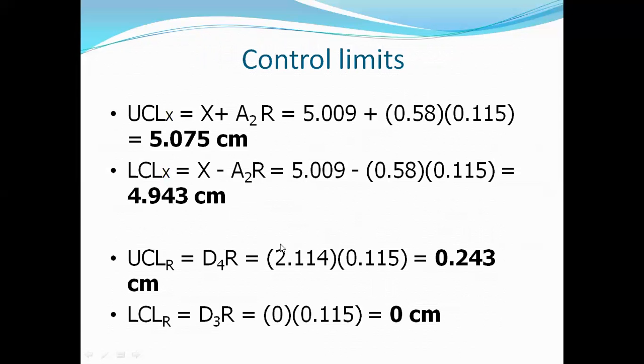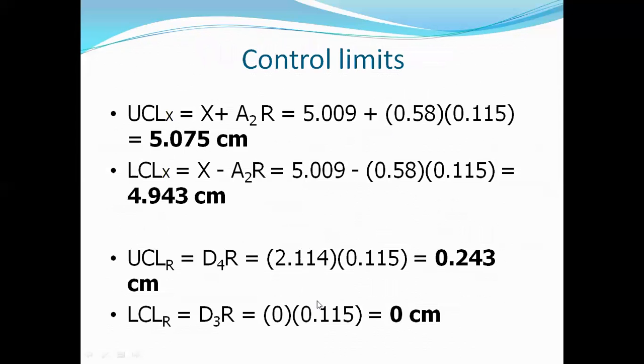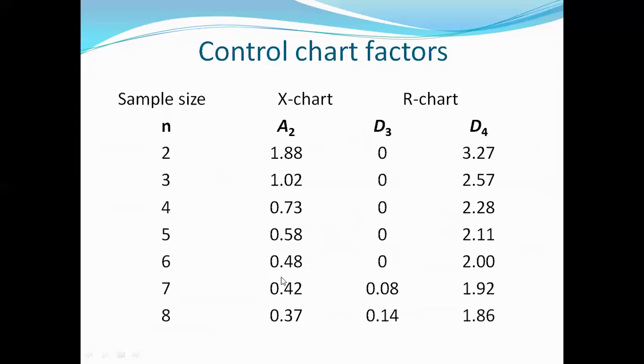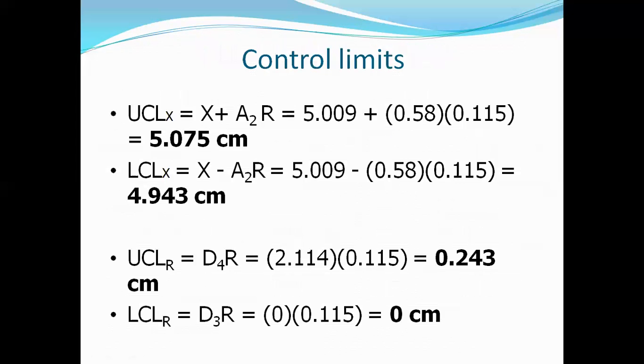Okay, similarly for the range chart, upper control limit is D4 into R bar. How do you calculate the R bar? R bar is this. Okay, and D4 is how much? D4 is 2.11. So this value you calculate, okay? 0.243, and LCL is 0 because D3 is 0.